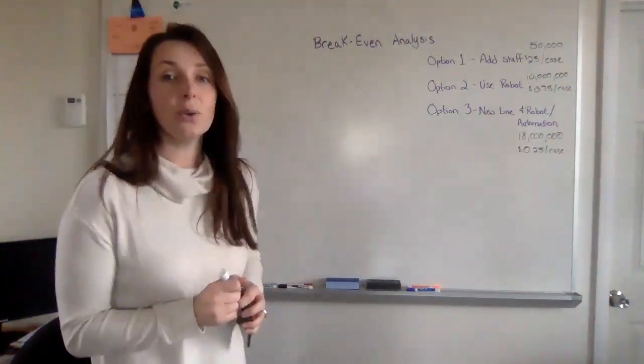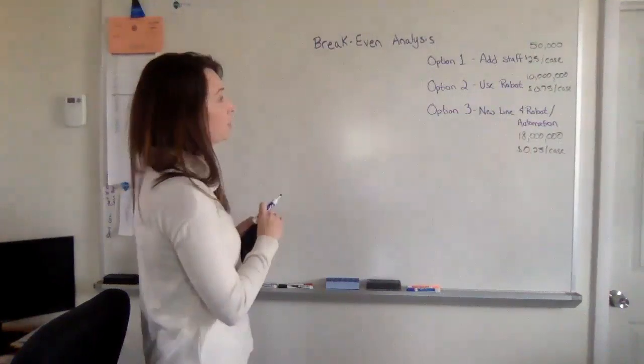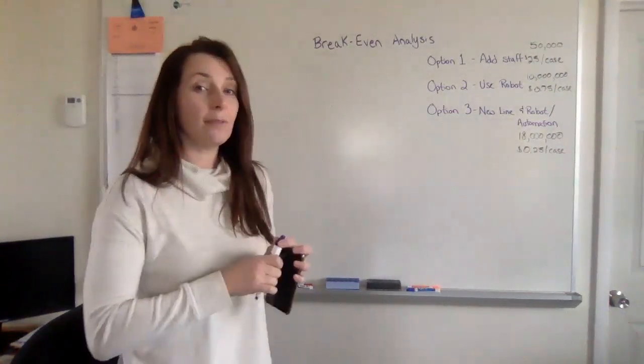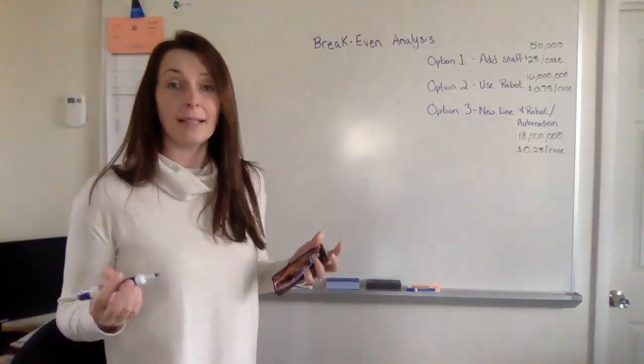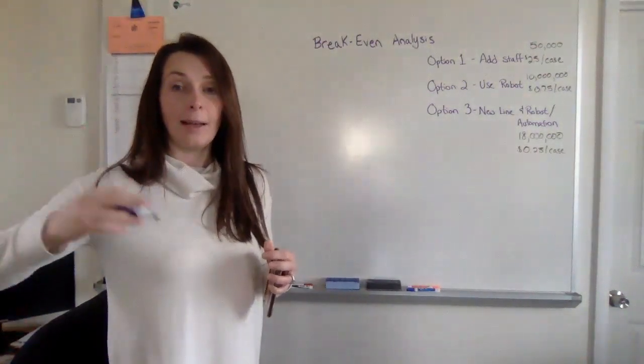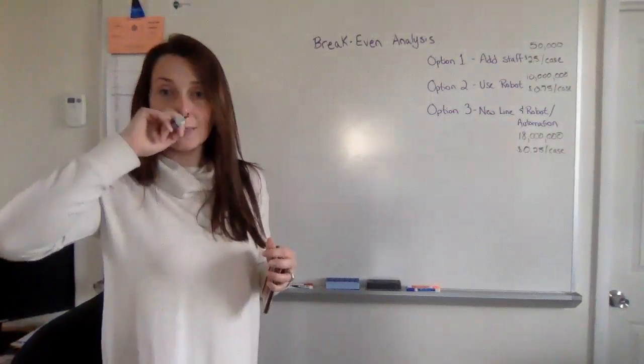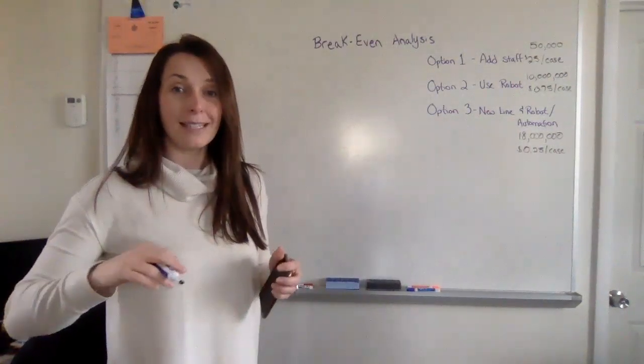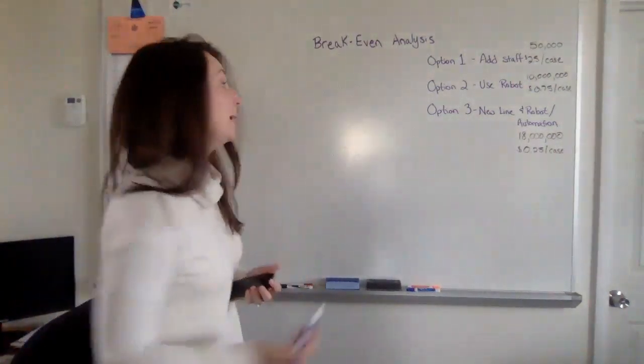So the first thing we do is set option one equal to option two. That's going to tell us the break-even point between those two, or basically the point where it makes sense to make that additional incremental investment in capital expenditures to go into option two and invest in the robot.